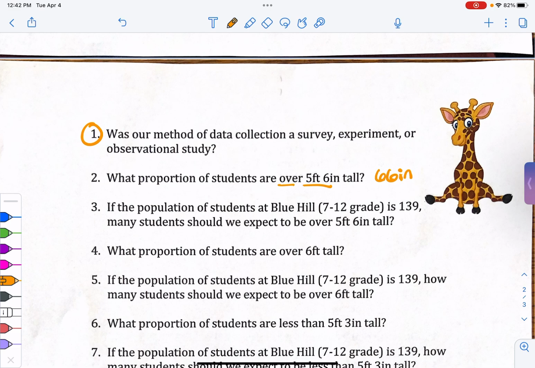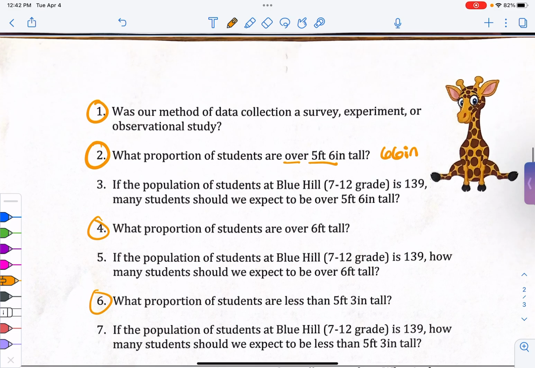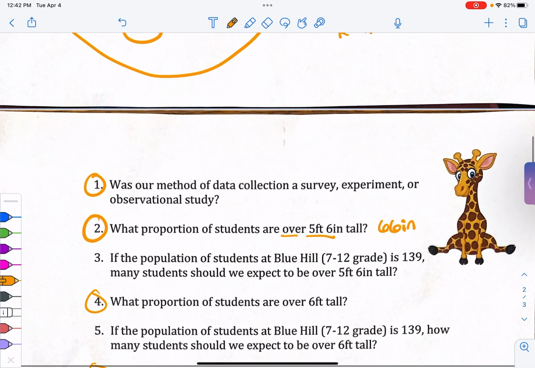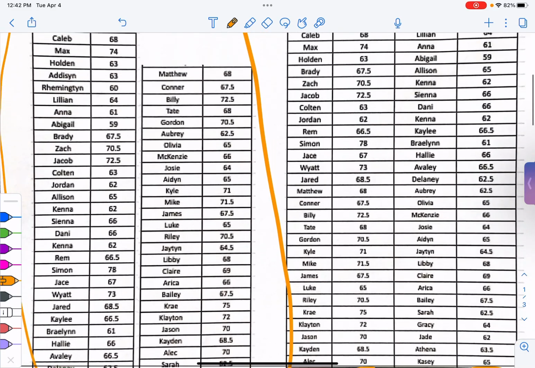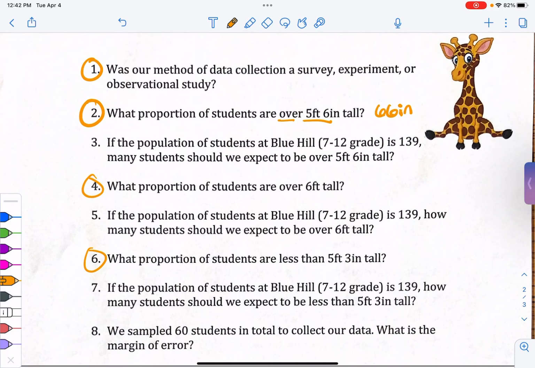So what I want you to do when you're answering this question, so 2 and 4 and 6 are all asking those same questions. Like what proportion of students are over this much, less than this much, whatever. So 2, 4, and 6 are going to be those same type of problems. Over 66 inches, let's say if they just say over 66 inches, that's not including 66.